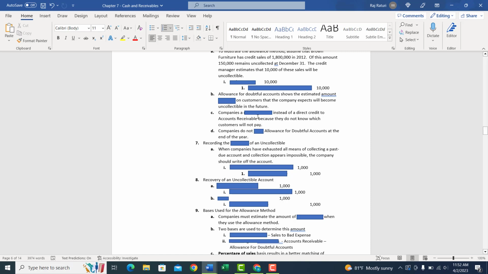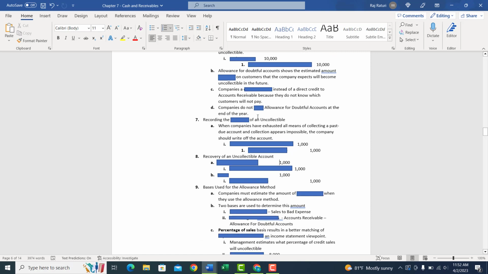A company is using allowance for doubtful accounts as a contra asset account instead of a direct credit to accounts receivable. They don't close the allowance for doubtful accounts at the end of the year.